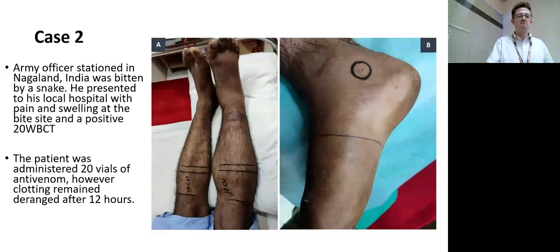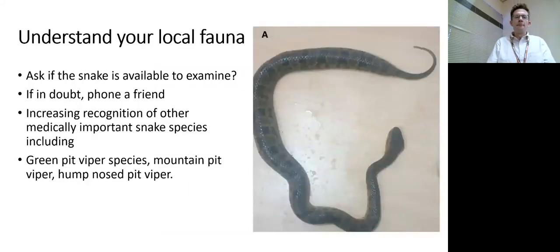The second thing to say is, the clotting remained deranged after 12 hours, by what method have you detected that clotting, and is there a role for laboratory-based clotting? This case highlights the importance of knowing your local snake fauna. That is, what are the snakes causing the bites in your local area? And by that, I mean not just the venomous snakes, it's also important to know the common non-venomous snakes. Because if a patient brings in a rat snake with them that says, this is the one that bit me, you can immediately reassure that patient. You don't need to be a herpetologist, but common knowledge of five or six snakes will go a long way for either raising concern or easing the patient's anxiety.